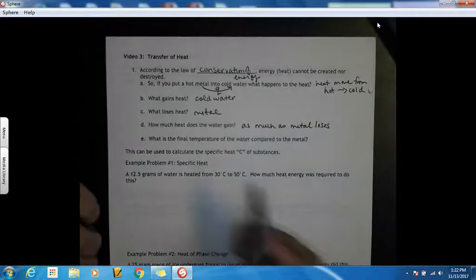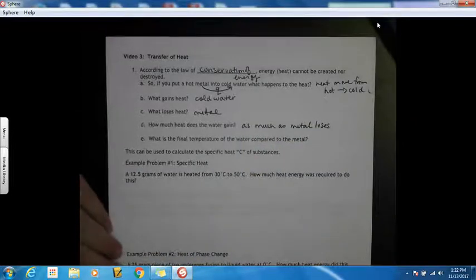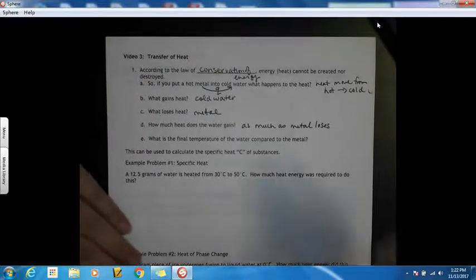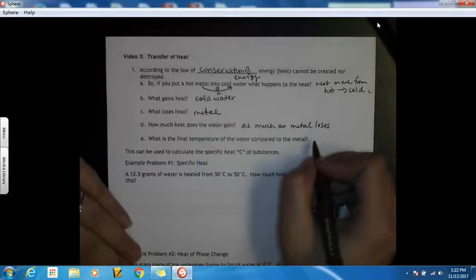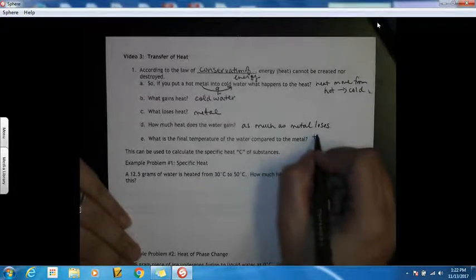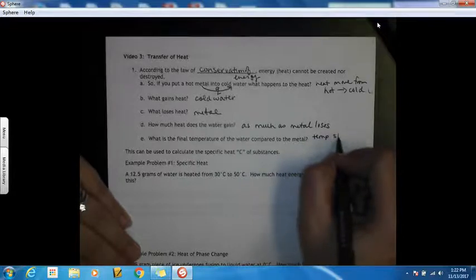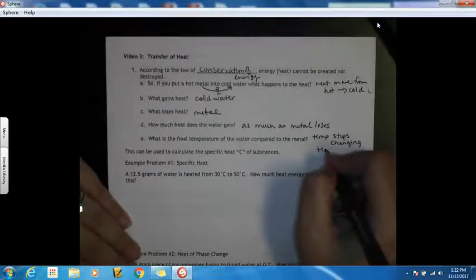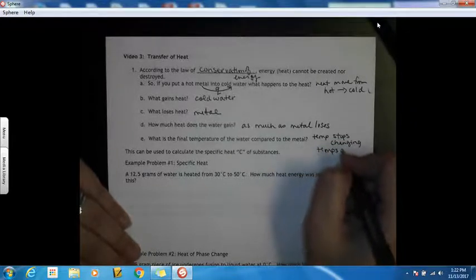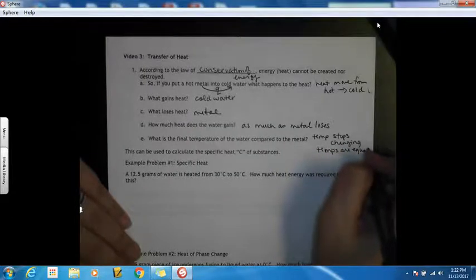Right, and so the final temperature of the water compared to the metal. Well, when we put that piece of metal into the cold water, we are going to have this transfer of heat back and forth until they come to some sort of equilibrium. And so this point of equilibrium is where the temperature stops changing. So when the temperature stops changing, that's when their temperatures are equal. Okay?